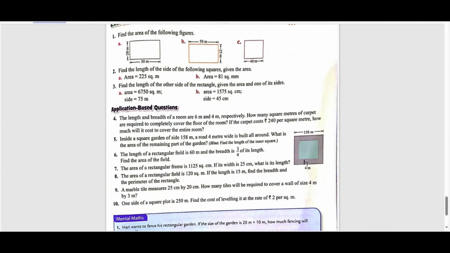So the question number two, Aryan. Find the length of the side of the following squares given the area. So the area is 225 square meters, and you have to find the length of the side of the following squares.